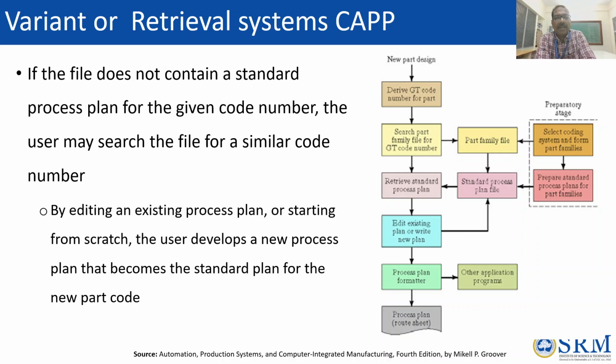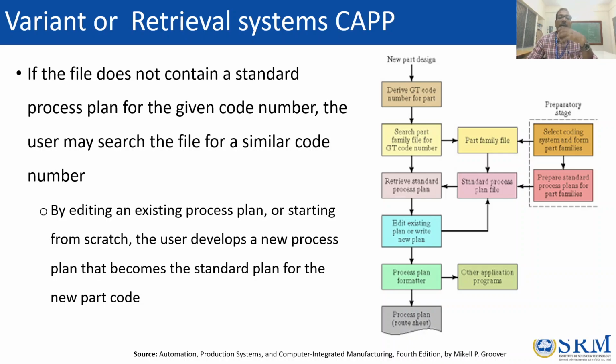If the file does not contain a standard process for the given code number, assume, as I said, a new product is coming inside our plant as a new order. We need to label that product as new with the code number. If that file does not exist, the user may search the file for a similar code, not the same code. By searching the similar code, we can retrieve it. Then we can edit the existing process plan. If at all nothing is there, only then we have to start from scratch.